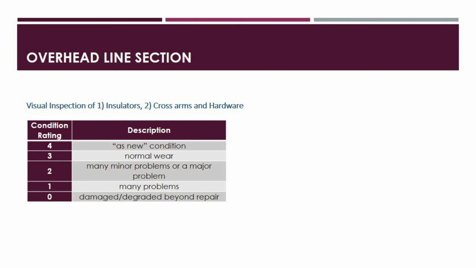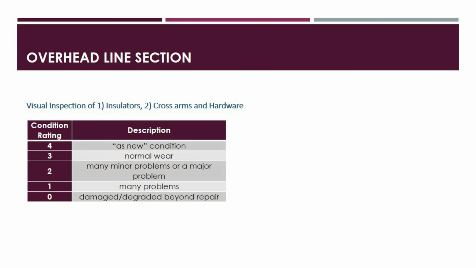If it is assigned a rating of 2, it means the insulator has many minor problems or a major problem that requires close attention and monitoring. If it is a rating of 1, it means the insulator has many problems and the potential for its failure would rapidly escalate unless preventive maintenance is performed. And lastly, if the rating is 0, it means the insulators are damaged, degraded beyond repair, and will require replacement. And of course, with insulators, cross arms, and hardware, similarly to poles, you're going to be averaging out all of the health indices.